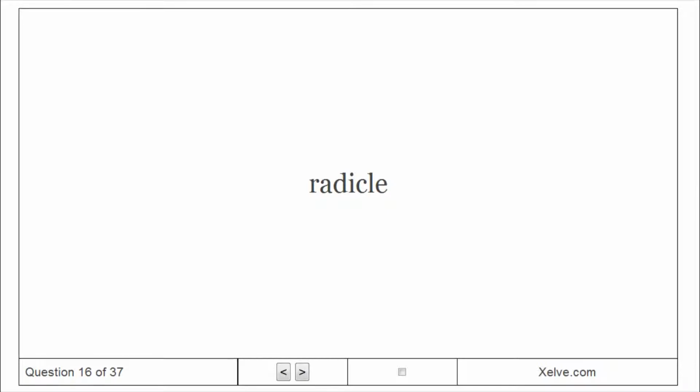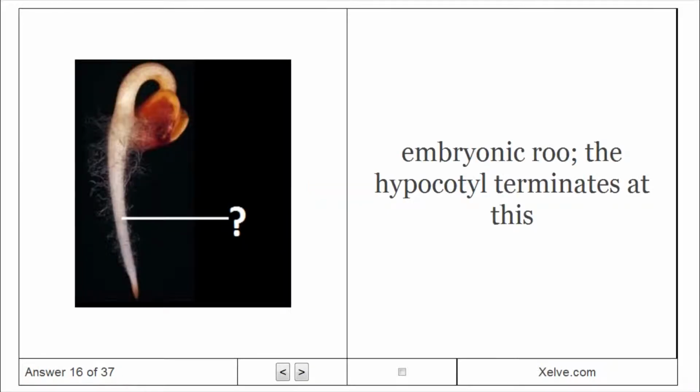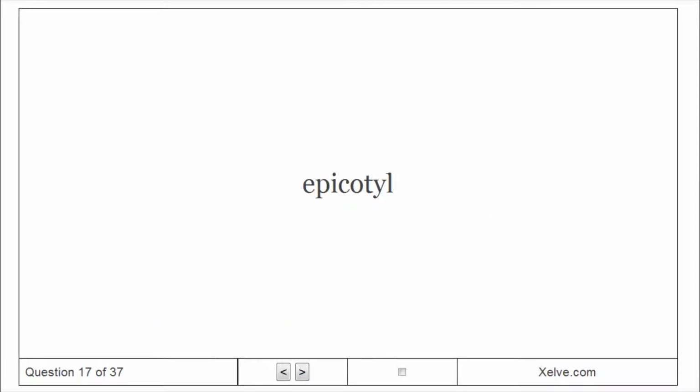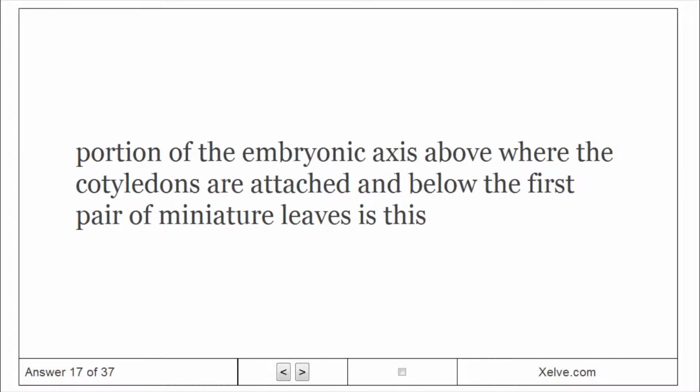Radicle. Embryonic root. The hypocotyl terminates at this. Epicotyl. Portion of the embryonic axis above where the cotyledons are attached and below the first pair of miniature leaves is this.